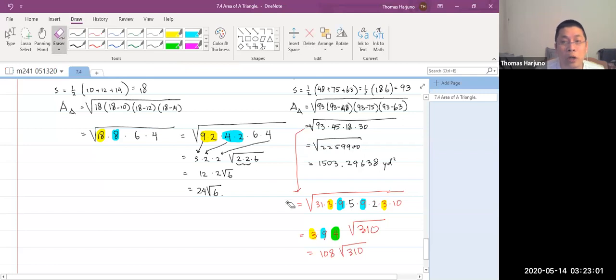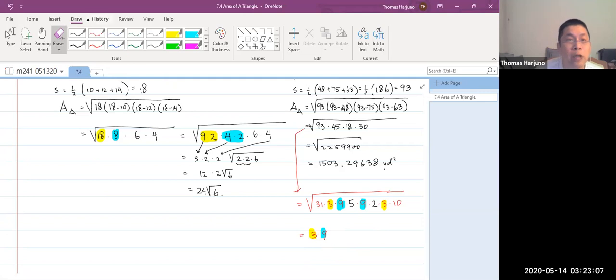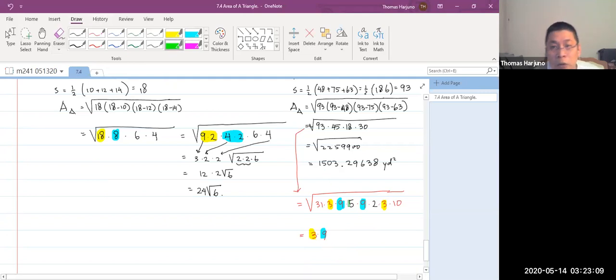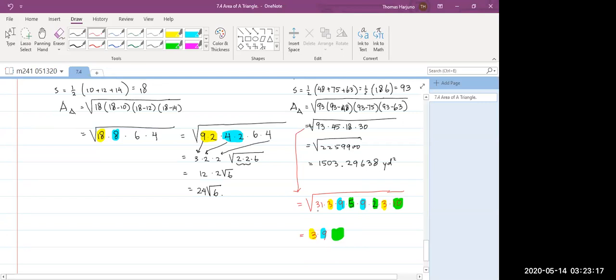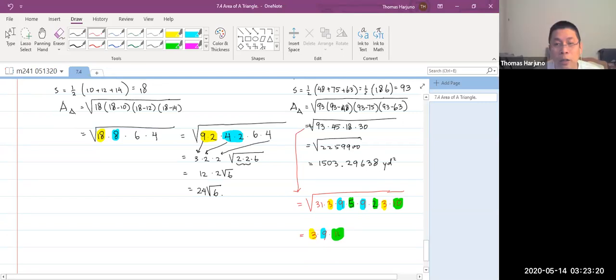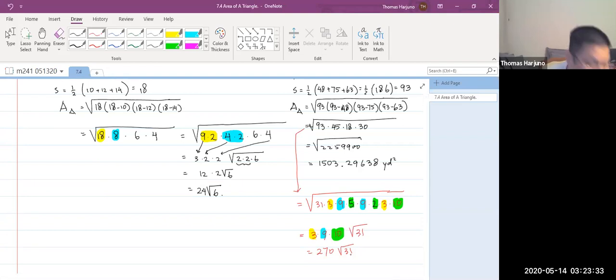Hold on. Let me erase this thing first. And this guy. So I'm good that far. And then I think I will do this. 5 times 2 times 10, that's 100, right? Yep. So the square root of 100 is 10. The leftover is the square root of 31. So this is 270 square root of 31. Yep, exactly the same number.